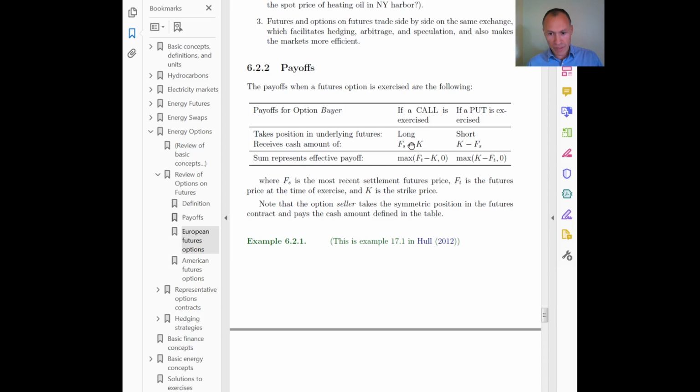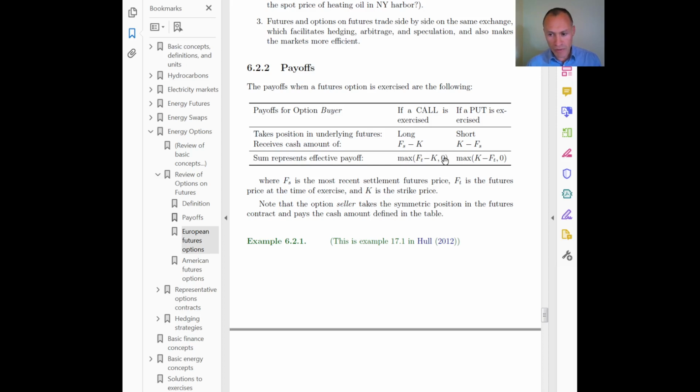And at the same time, the call buyer receives a cash amount equal to Fs minus K. Fs is the last settlement price of the futures, so think of this as the futures price yesterday. And K is the strike price of the call. These two things together represent this payoff that you see here.